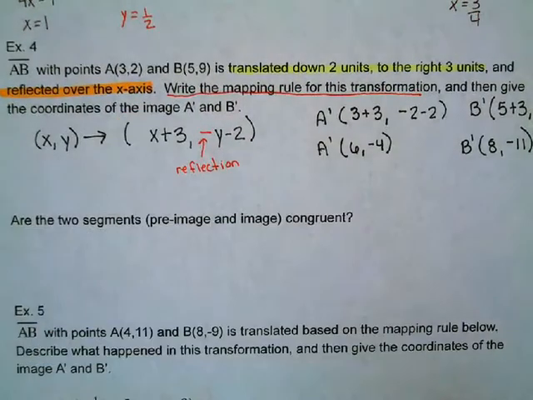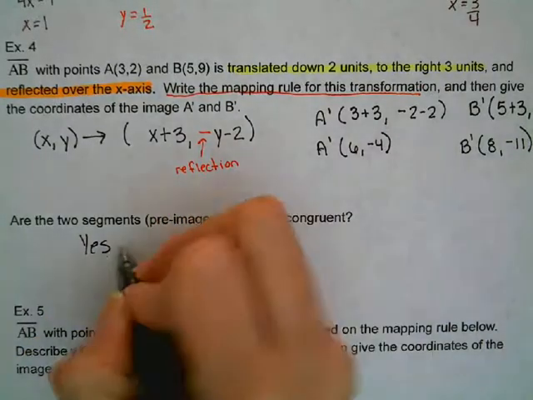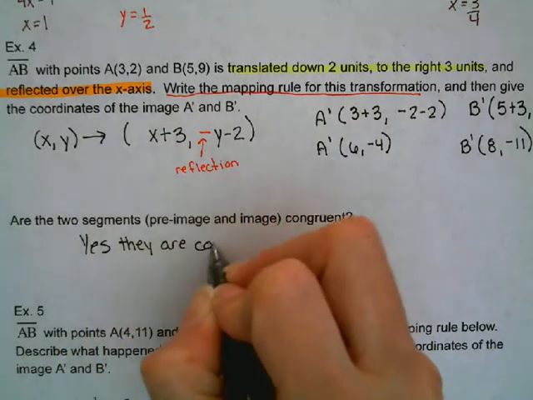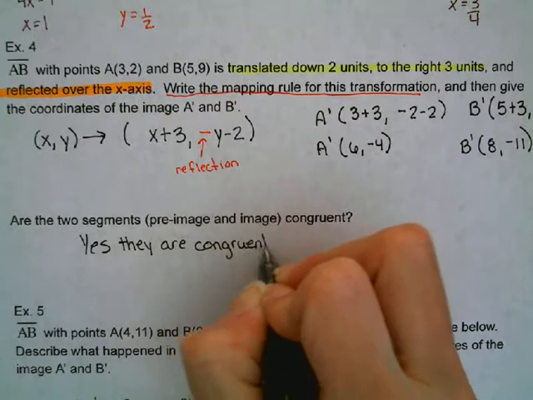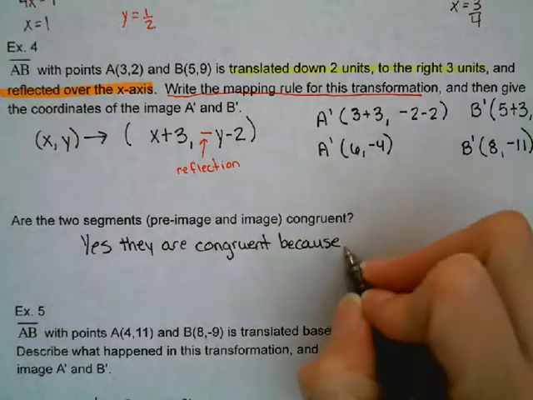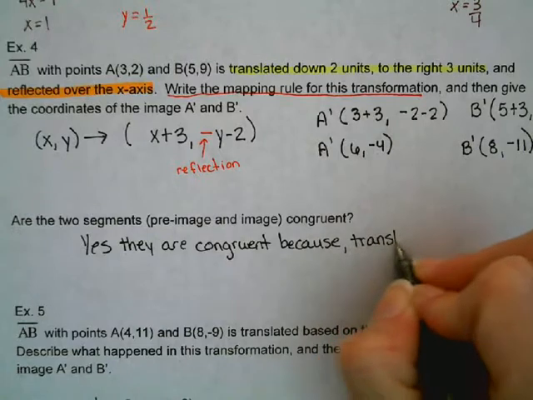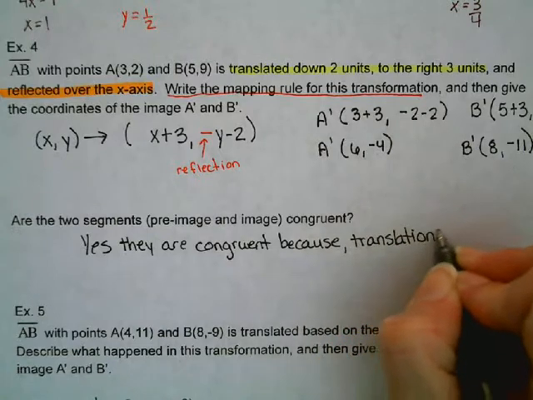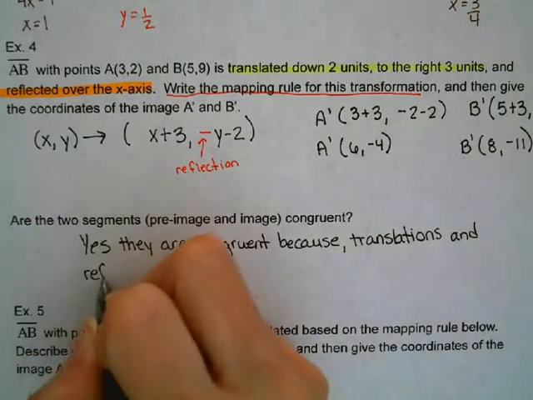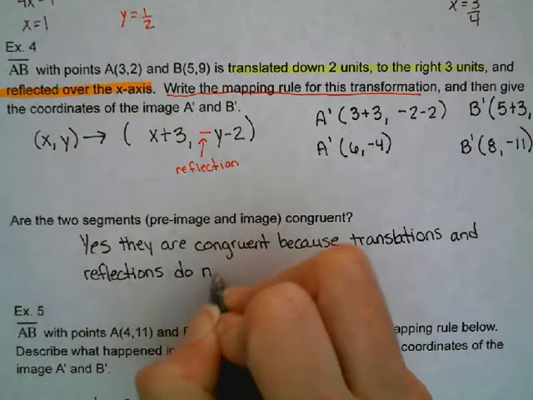Are these two segments, the pre-image and the image, congruent? So let's look back. A translation doesn't change the size, and a reflection doesn't change the size. So I would say yes, they are congruent. Because translations and reflections do not change the size.